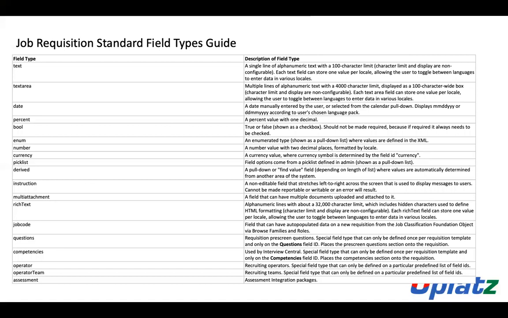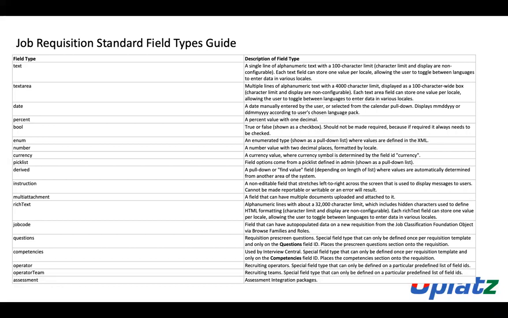Text area, multiple lines, in case you want to type something like very big notes. It always allows a 4,000 character limit, and 100 characters will be displayed for each line across a white box. If you type more than 100 characters, only the top 100 will be displayed, and the rest will be sent to the back, but it will always be available on the screen. Character limits and display are not configurable; by default, it will be displayed the same way as shown on the screen.